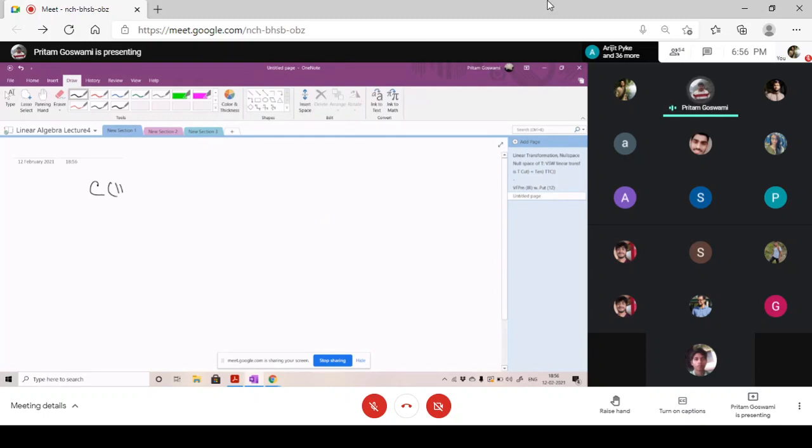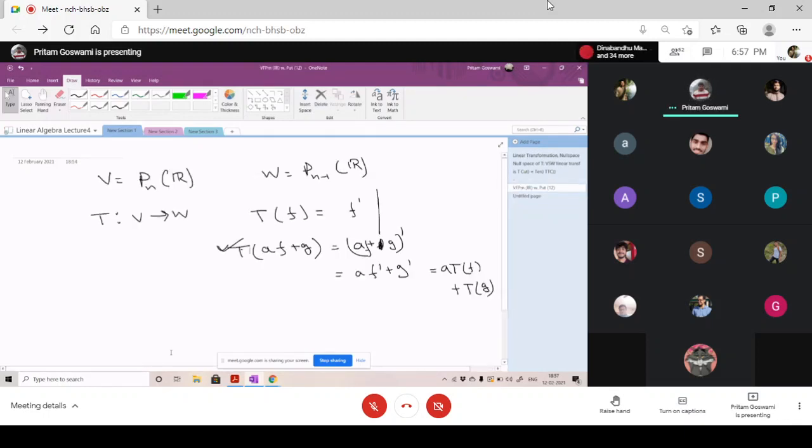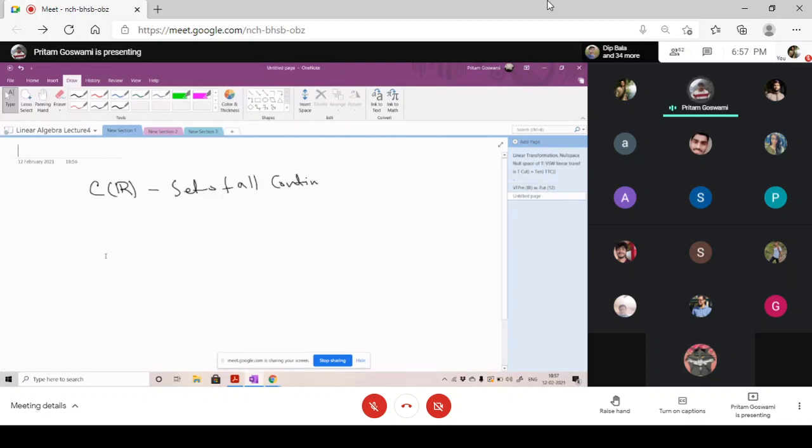C of R. Do you know what vector space this is? The set of all continuous real valued functions. Okay. Sir, can you please show the last slide again? Okay, sir. Now, C of R is the set of all continuous real valued functions.